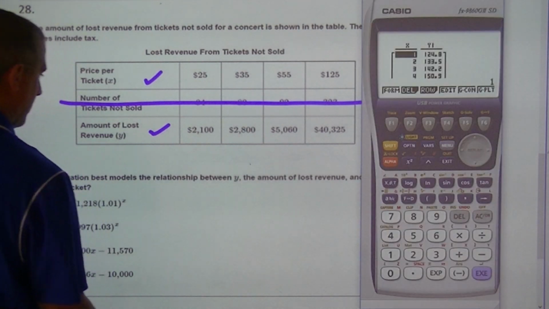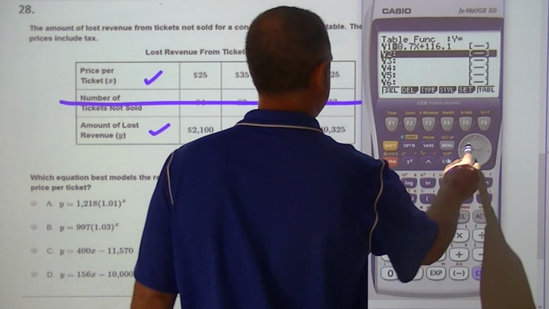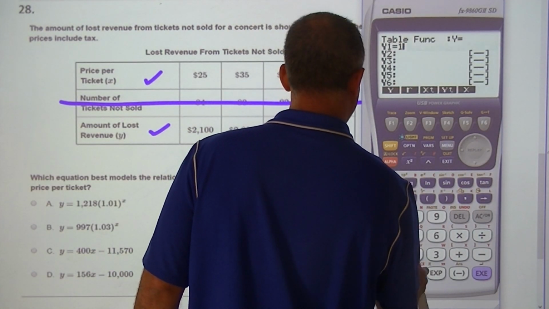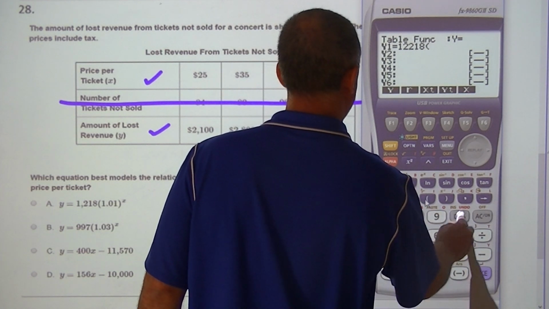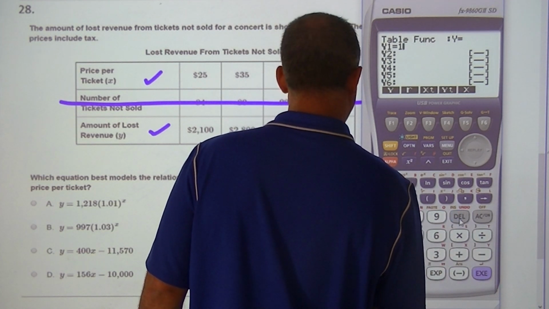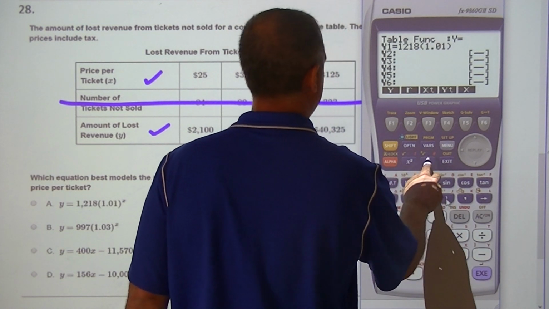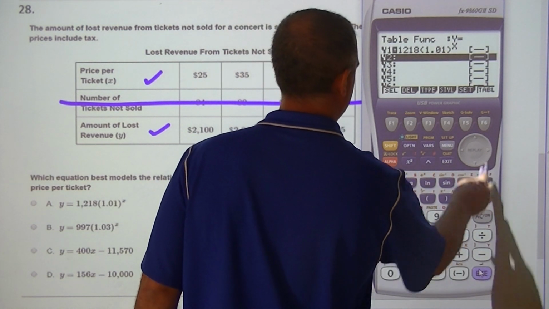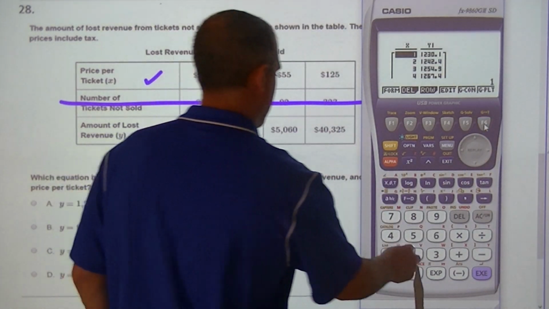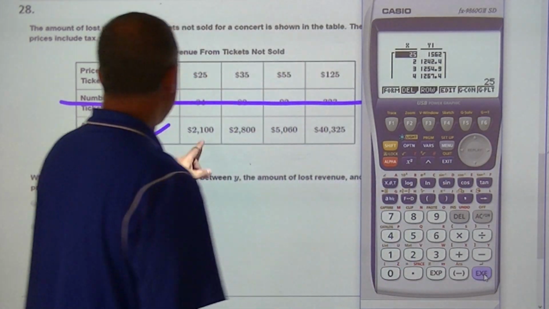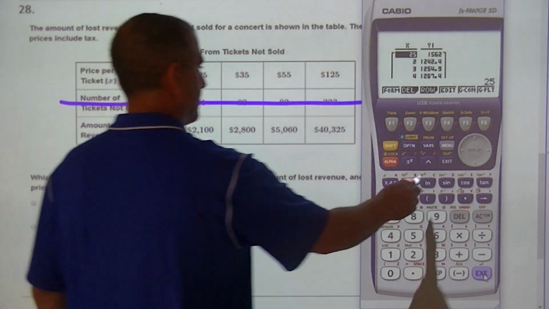So once again, same deal. If you go 1, 2, 1, 8 parentheses, 1.01 to the x power. I'm going to put in 25. What do I get for a result? That's not even close. So that one's out.